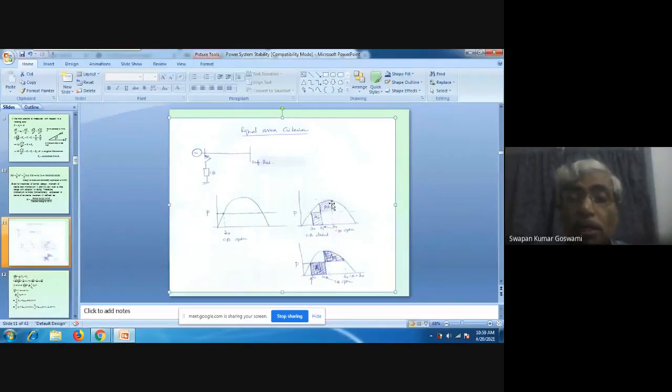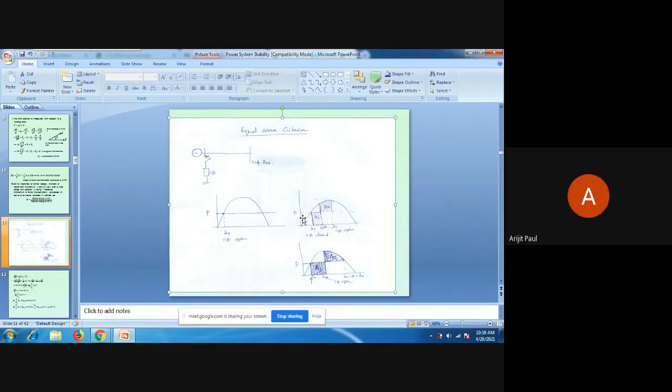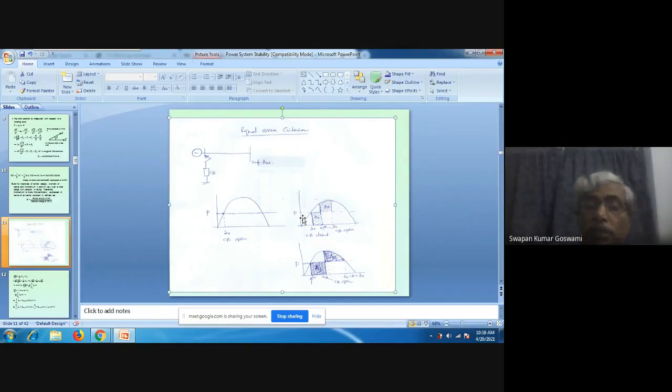So while decreasing the value of delta, it will actually follow the same power angle curve. That means it will trace the same power angle curve here along this line. Okay, is it clear? Yes, sir. It's clear.